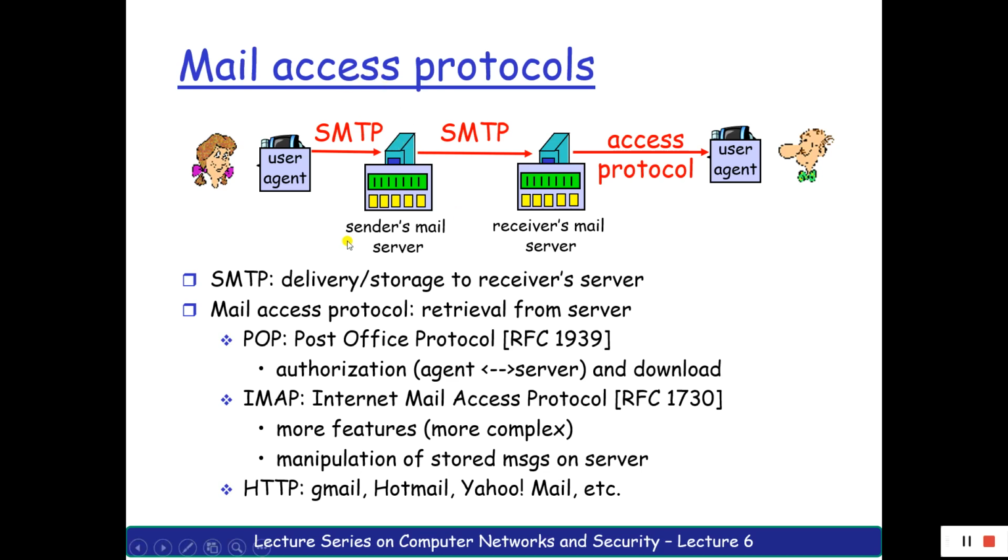Now the question is, if you just concentrate on the diagram, you can see that this is Alice who wants to forward a mail to Bob. So what she will do is push a mail from her user agent to the sender's mail server, that is her mail server. Consider that she is using Gmail and he is using Yahoo Mail. So she, being on Gmail, will push her mail to the Gmail server.